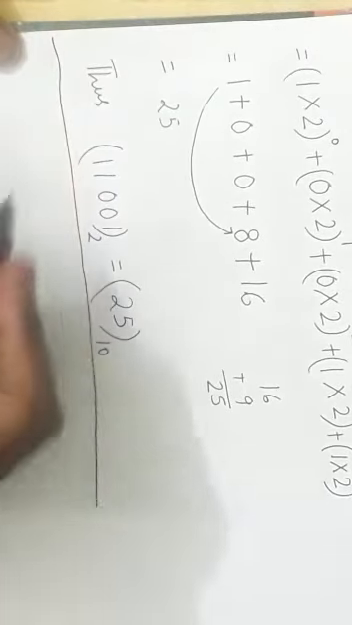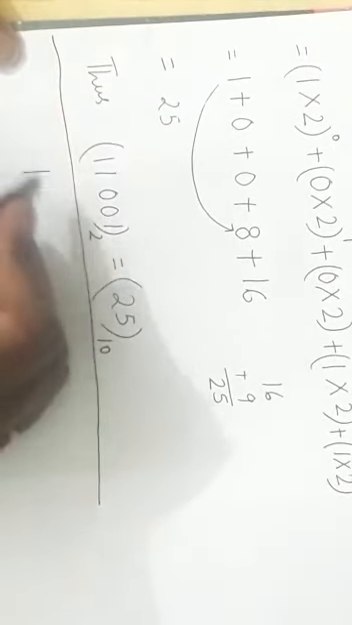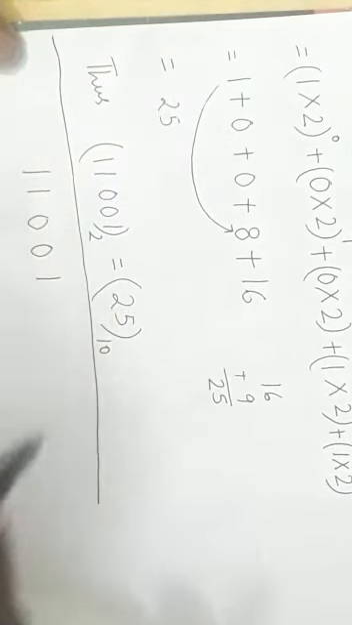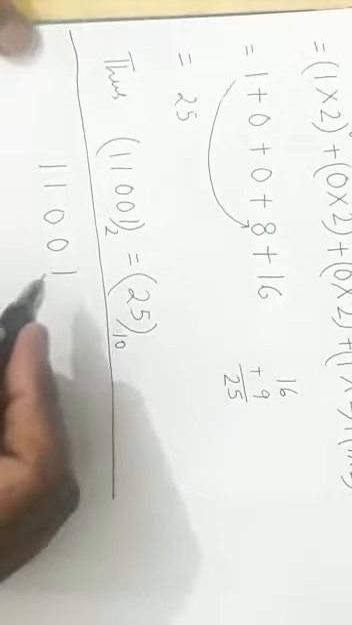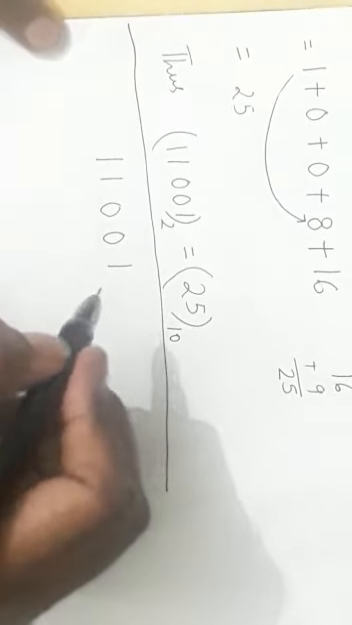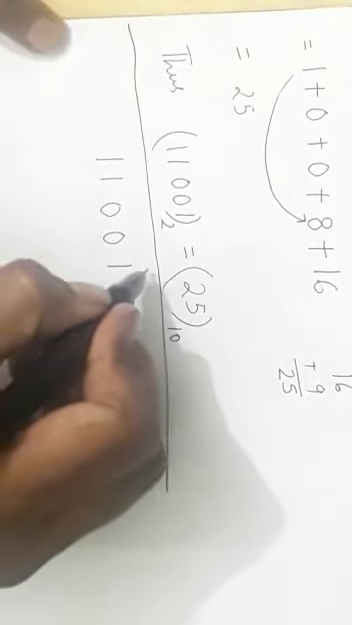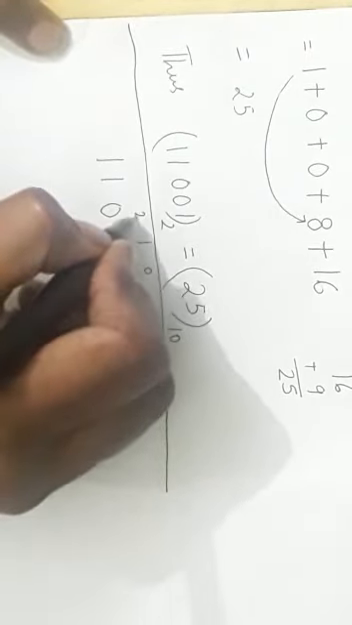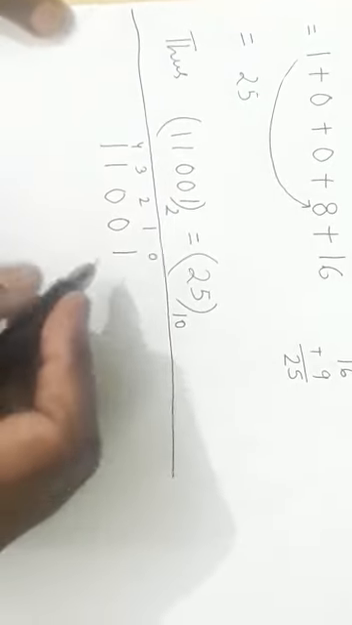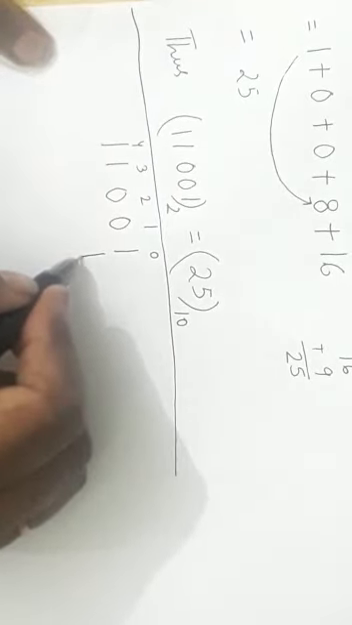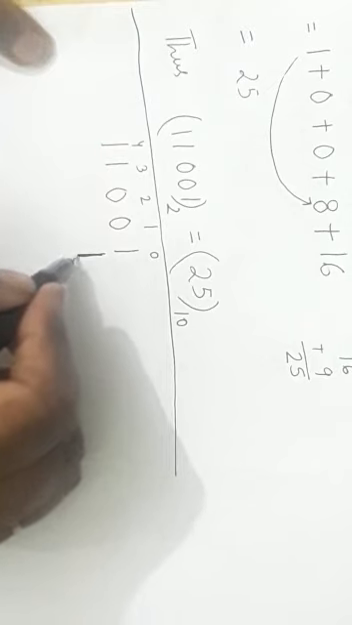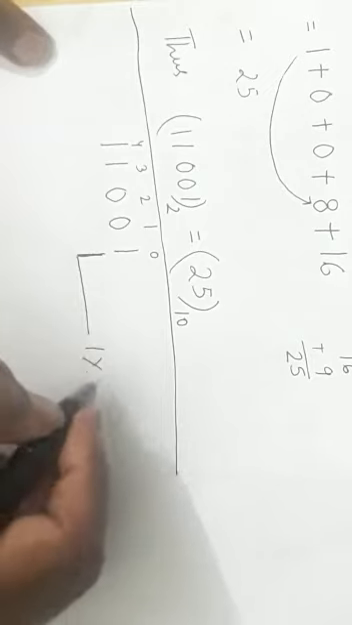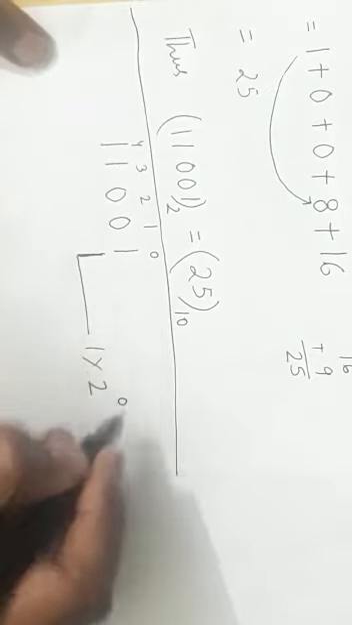Okay, children, we have another method to solve the problem. This is the second method. Same problem, 11001, I'll take. If you feel this is easy, you can do it this way also. Here we will put the powers like this: 0 1 2 3 4. Now make a small line over here and write 1 into 2 power 0.